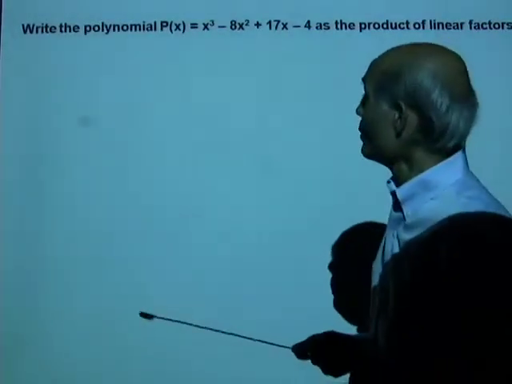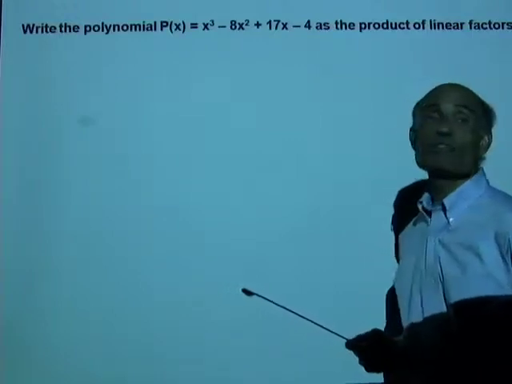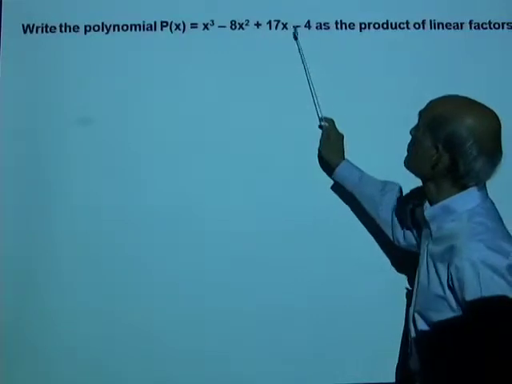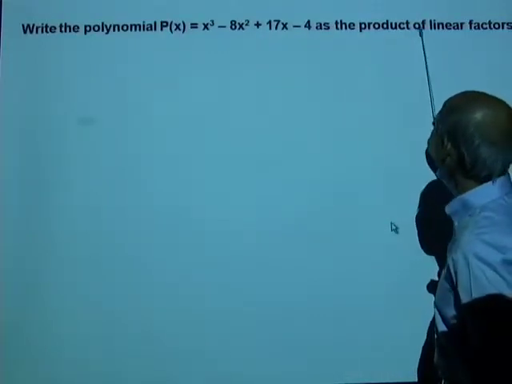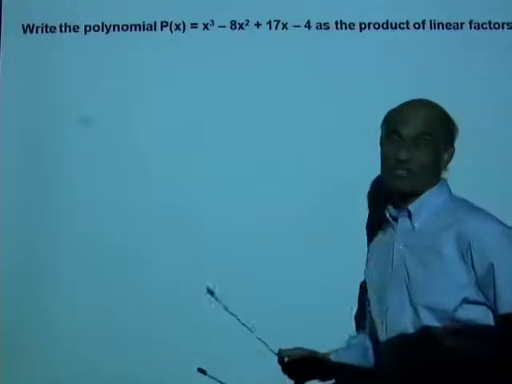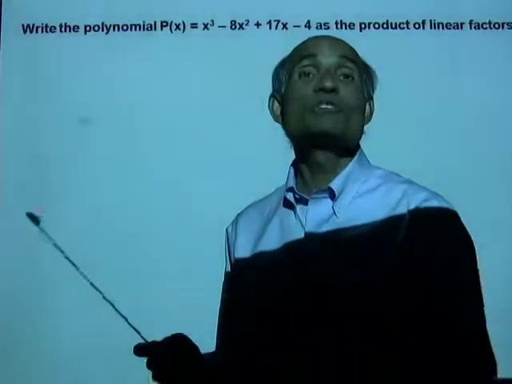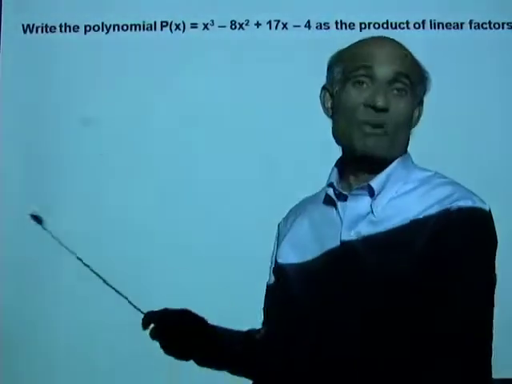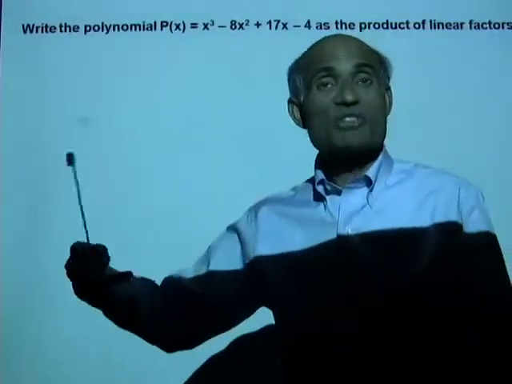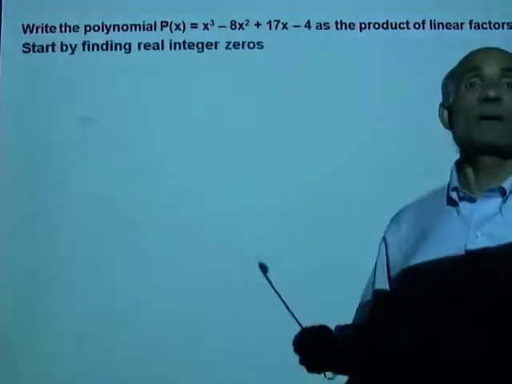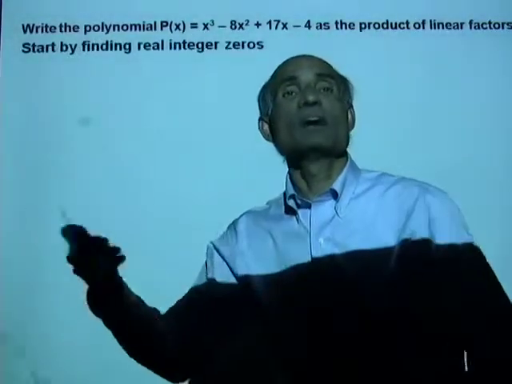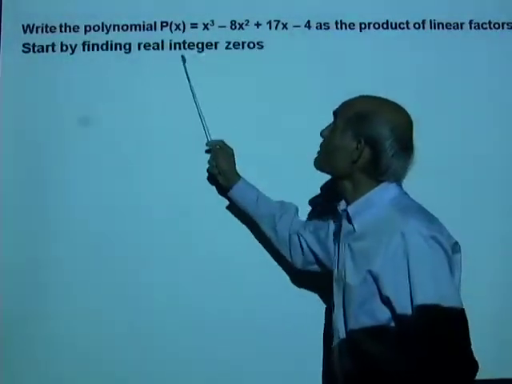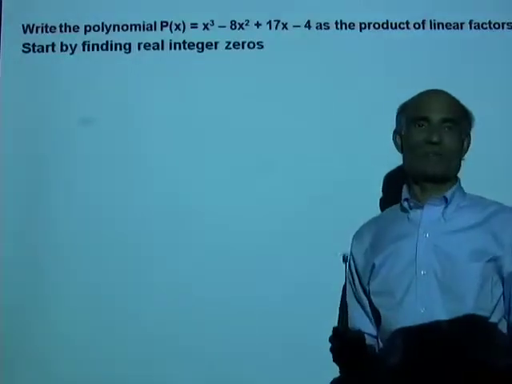Another one. Write the polynomial p of x equal to x cubed minus 8x squared plus 17x minus 4 as the product of linear factors. In other words, we need to obtain the zeros and produce the linear factors. Maybe integer factors and rational factors, and then we will multiply all the factors and obtain the results that we want. Start by finding the real integer zeros.